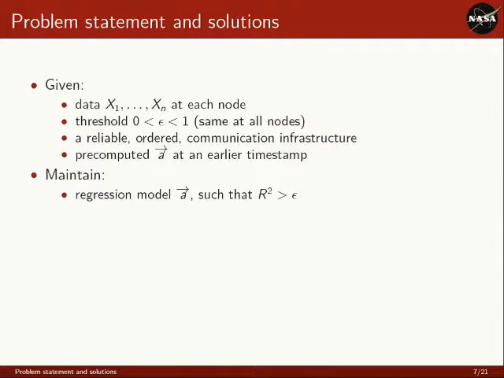So here's the formal problem statement. We are given a data set x1 through xn at each node. We're also given a threshold, which is between 0 and 1. And the threshold is the same at all nodes. We also know that there is a communication infrastructure between node pi and pj, and that is ordered in the sense that the first message should be delivered first and not later, because that alters your updating of the system.